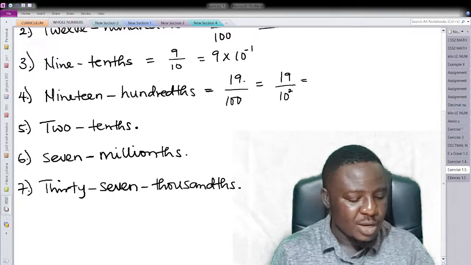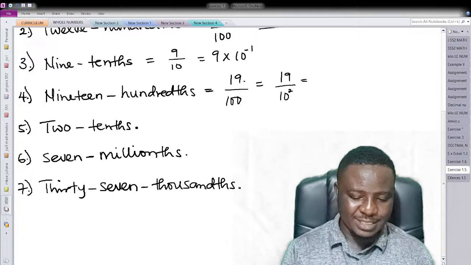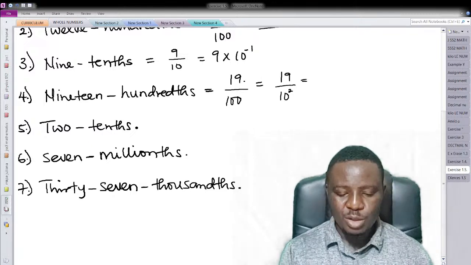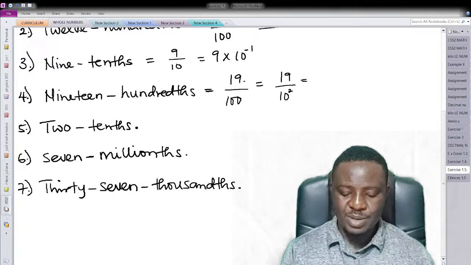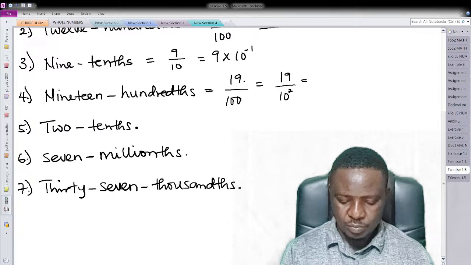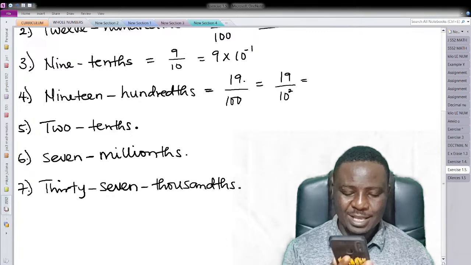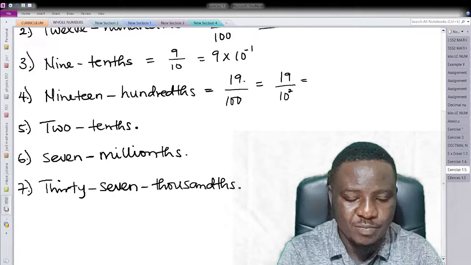Okay, what I will do is I'm going to change this voice note into video, okay? So that you can also see my board from here. Okay. Can you see my board? Yes, sir. Okay.